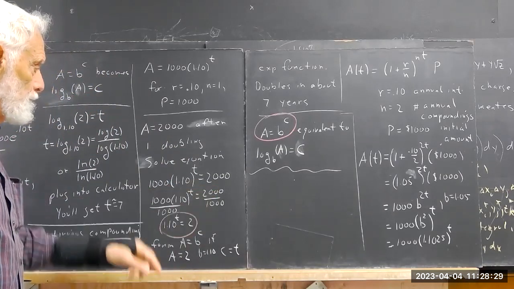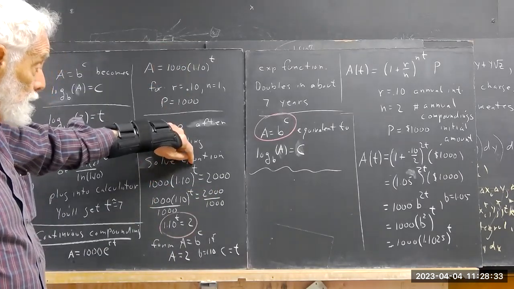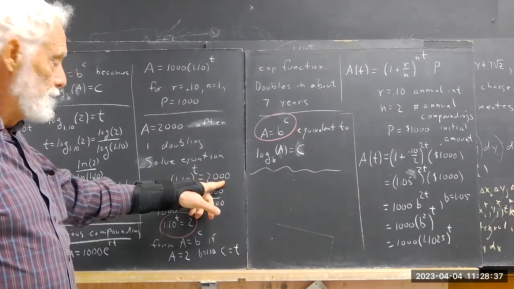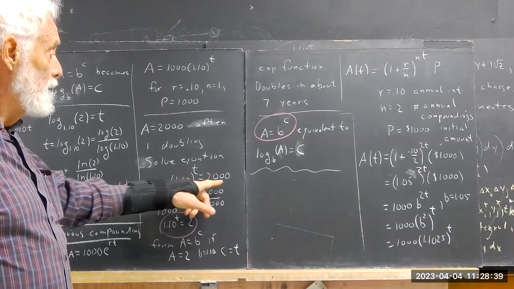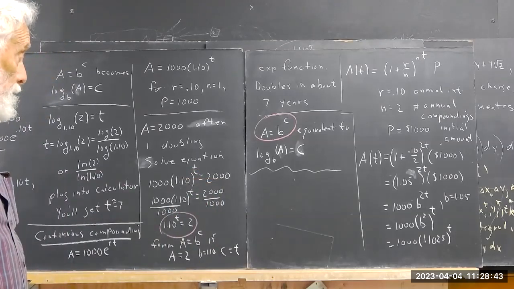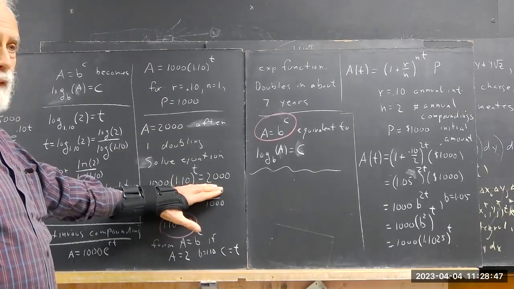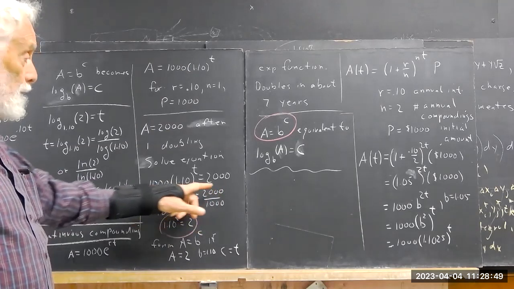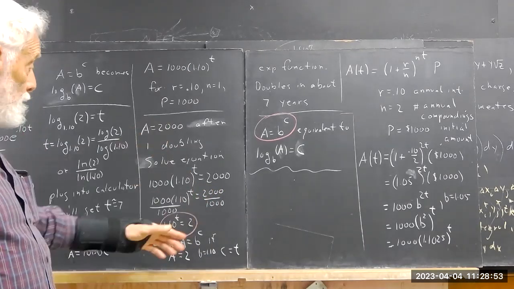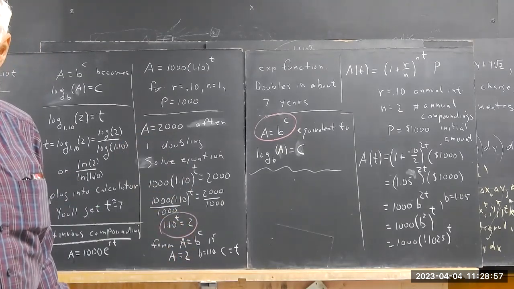So here's the equation. This says this is our amount after T years. It's 1,000 times 1.10 to the T. We want to set that equal to 2,000 to find out the T that it takes to get to 2,000. Now, at this stage, we do the obvious thing. If you look at this equation, the obvious thing to do is divide both sides by 1,000. That makes everything simple. We get 1.10 to the T equals 2.